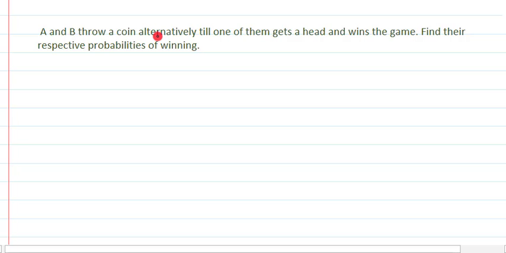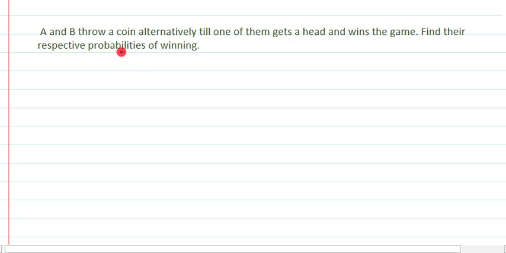Now let me take one very interesting problem. A and B throw a coin alternatively till one of them gets ahead and wins the game. Find their respective probabilities of winning. Here A and B are playing a game in which they need to throw a coin, and whosoever will get head first will win the game. We need to find out their probabilities of winning.